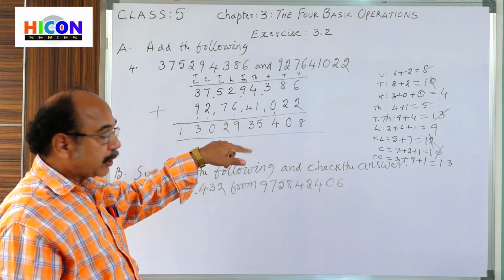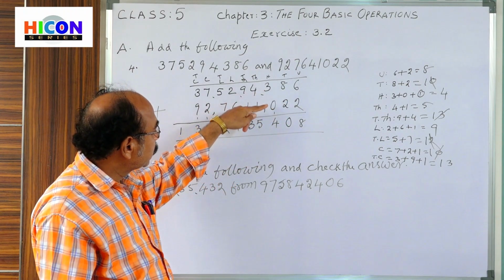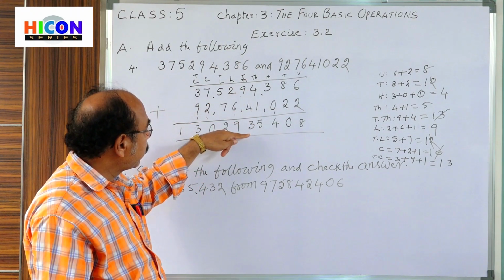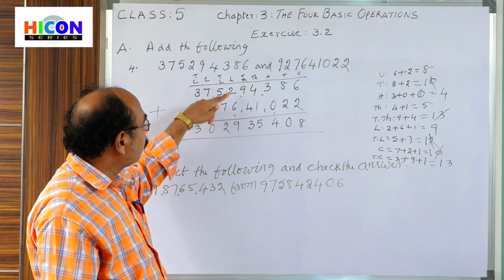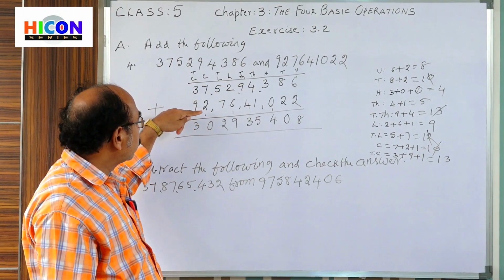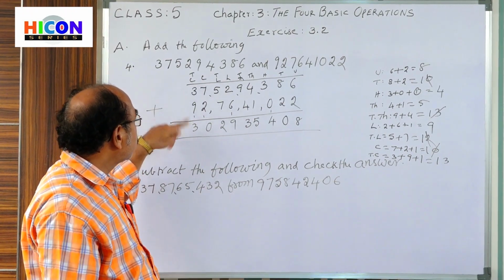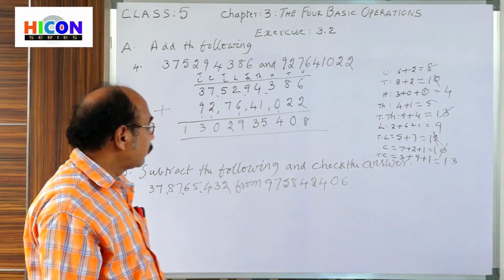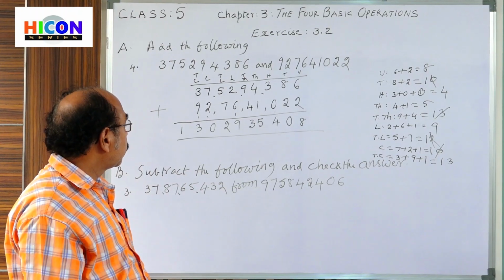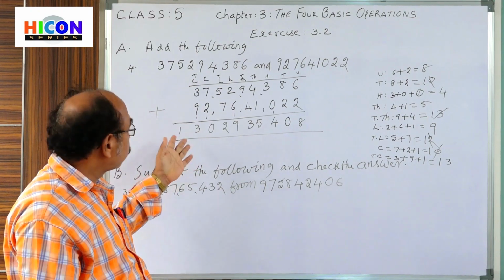So, once again, check the sum. 6 plus 8, 8 plus 2, 10, 0 here, 1 carry, 3 plus 1, 4, 4 plus 1, 5, 9 plus 4, 13, 3 right here, and 1 carry, 6 plus 1, 7 plus 2, 9, 7 plus 5, 12, 2 here, 1 carry, 2 plus 1, 3, 3 plus 7, 10, 0, 1 carry, 9 plus 1, 10, 10 plus 3, 13. So in the answer, we got one more place also. Which place is this? 100 crores.